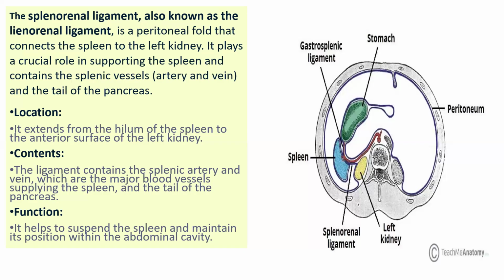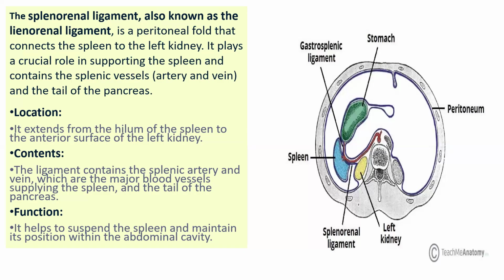So the function of the splenorenal ligament, or lienorenal ligament, is to help in suspending the spleen and maintain its position within the abdominal cavity. Otherwise, it will hang down. So this is the reason to keep the spleen in its proper position. The name of the ligament is splenorenal ligament or lienorenal ligament.